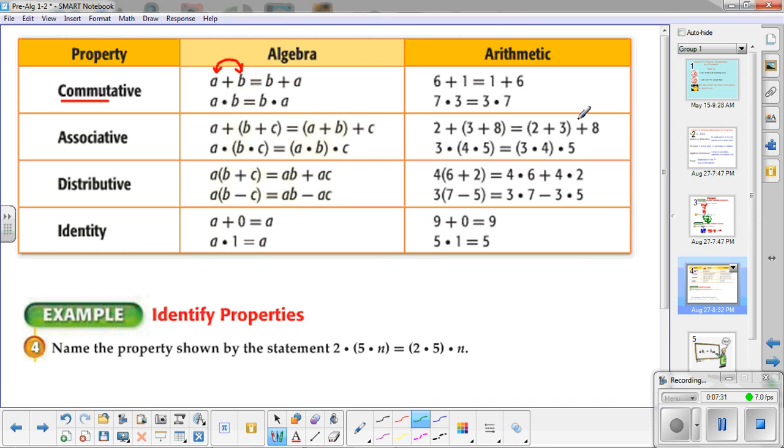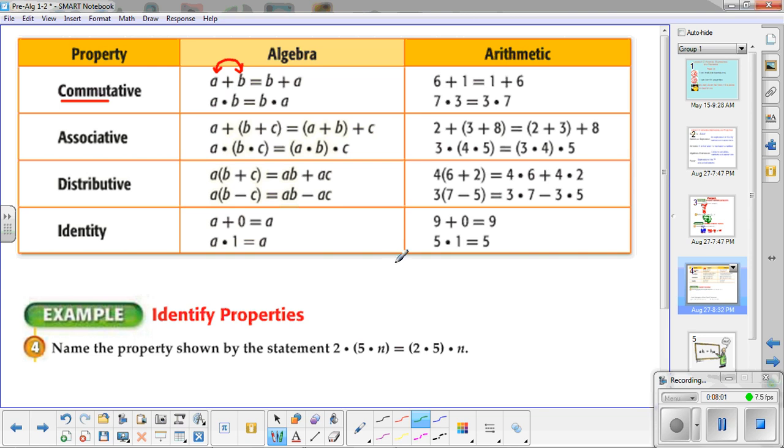That works for addition and multiplication. I remember this one because I think of associative property as who the numbers are associating with, or hanging out with, in parentheses. Here, the 3 is hanging out with the 8, and on this side, the 3 is hanging out with the 2. If you're changing who's hanging out with who, or who's associating with who, it's the associative property. You can do that in addition and multiplication only.